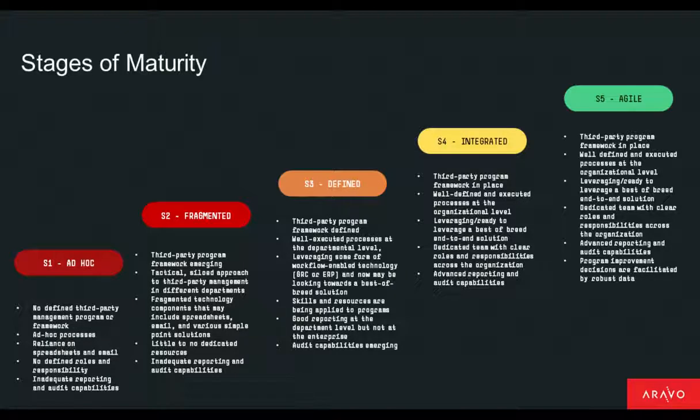So here's the maturity model that we're using today. You'll see there are 5 stages there. Later in today's presentation, we're going to dive into each of those stages in a lot more detail. But this 5-stage model of maturity starts with ad hoc, moves through fragmented, defined, integrated, and agile stages.